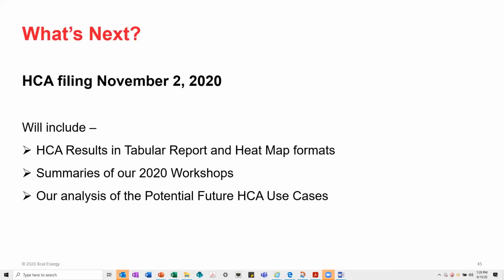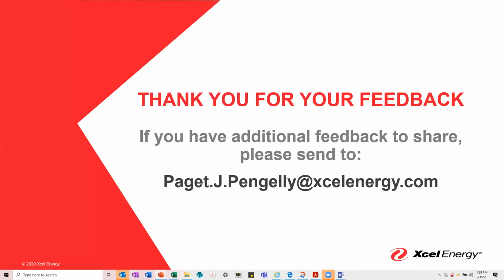Can you move to the next? So our hosting capacity filing will include the typical outputs. There'll be tabular results, heat map formats. There'll be some additional functionalities this year. I think Yoki mentioned some of those things that the commission asked us to do will be there. There'll be summaries of all of these workshops that we've had and our analysis of these use cases, in addition to many other things. On this next slide, we've got Paget's email address so that if you think of something after we're done here today, you can feel free to shoot it to Paget via email, and we'll be sure to get that included to the extent possible.